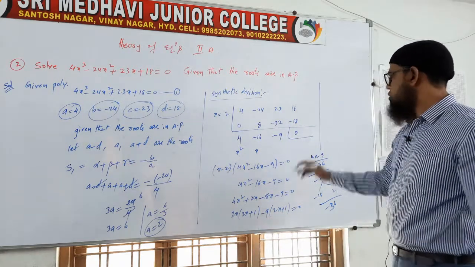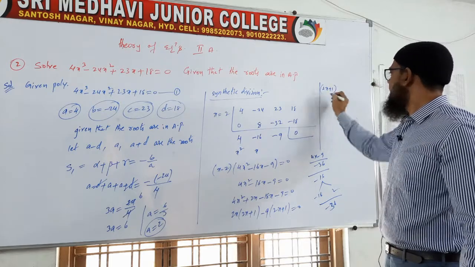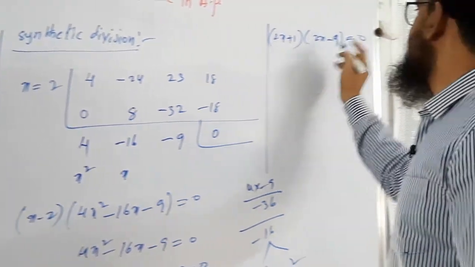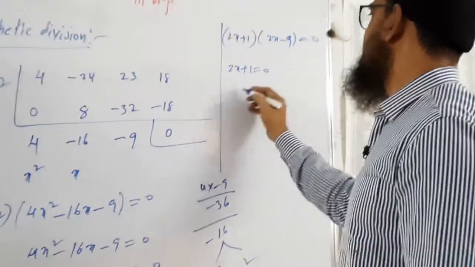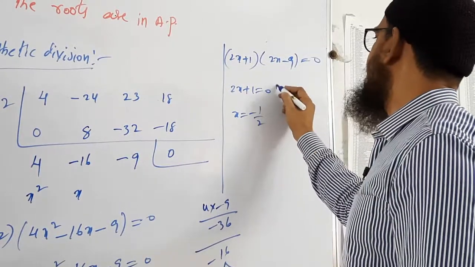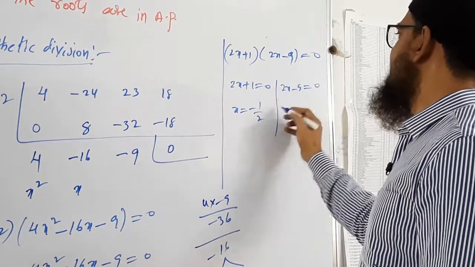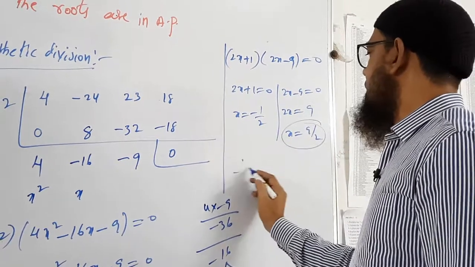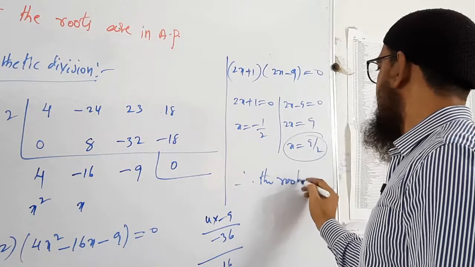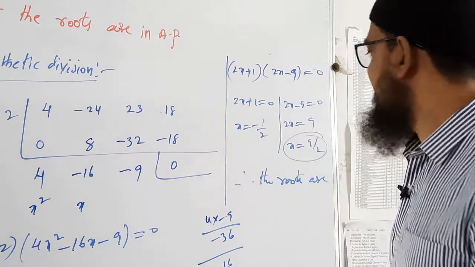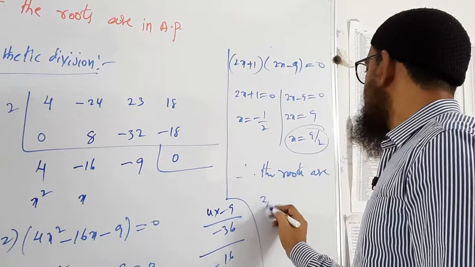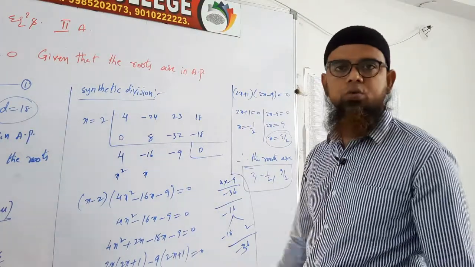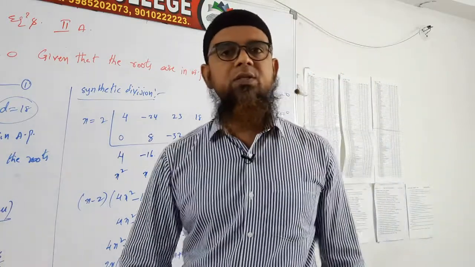Now see here, 2x plus 1 into 2x minus 9 is equal to 0. So 2x plus 1 is equal to 0, x is equal to minus 1 by 2. 2x minus 9 is equal to 0, 2x is equal to 9, x is equal to 9 by 2. Therefore, the roots are, what is the first root here? 2, minus 1 by 2, 9 by 2. These are the roots. Thank you everyone. See you in the next class.